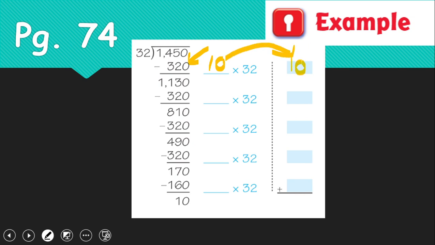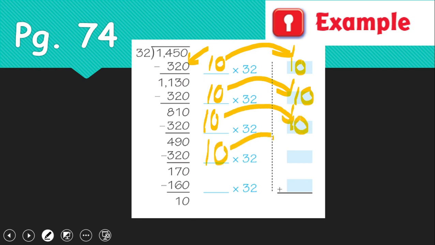So we have 10. Now, they went ahead and already subtracted the information for us. So they subtracted 1,450 minus 320, which gave us 1,130. Then we do the same thing, another 10, because we can see that we have that there. We'll mark it over here to the side. Then another 10, because you can tell because of the 30. We'll mark it off to the side. Another 10 was multiplied, mark it off to the side. And again, the problem is being completed for us. Now, here's the one part.